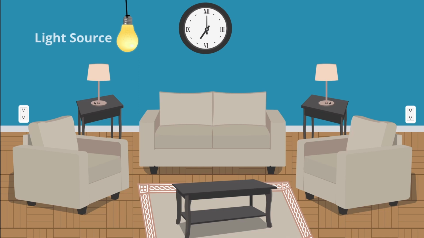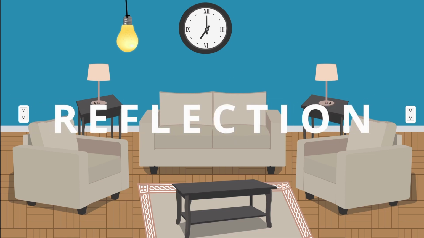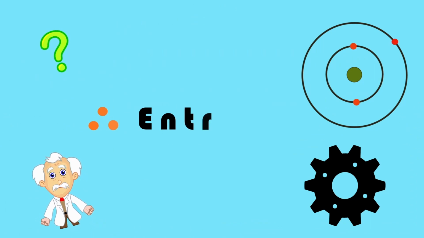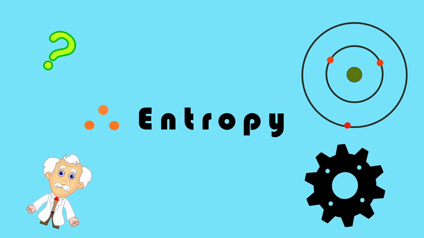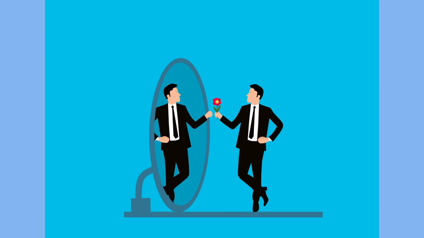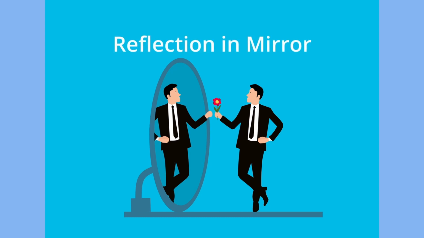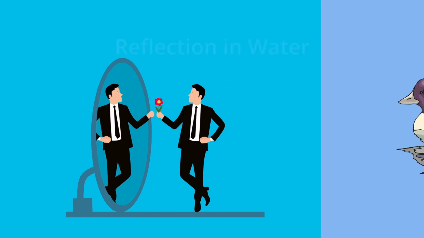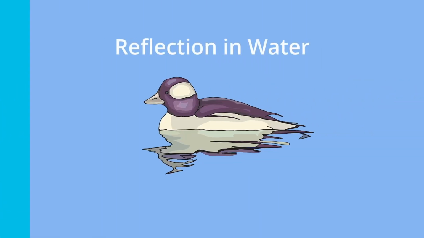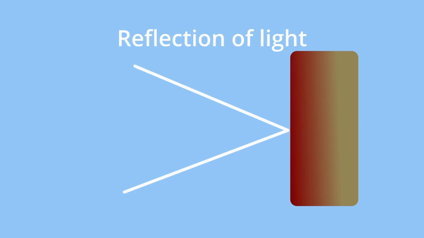The bulb inside your room is acting as a light source. And the reason you are able to see every object inside your house is because of reflection. Reflection is a very common phenomenon in our everyday life, like we see our image in a mirror or reflection of objects in water. When a light ray hits a surface and bounces back, it is called reflection of light.